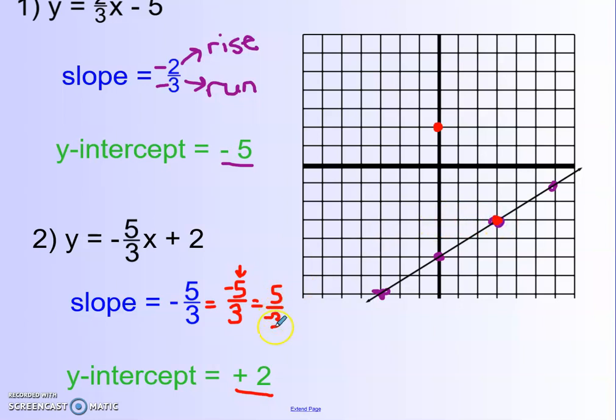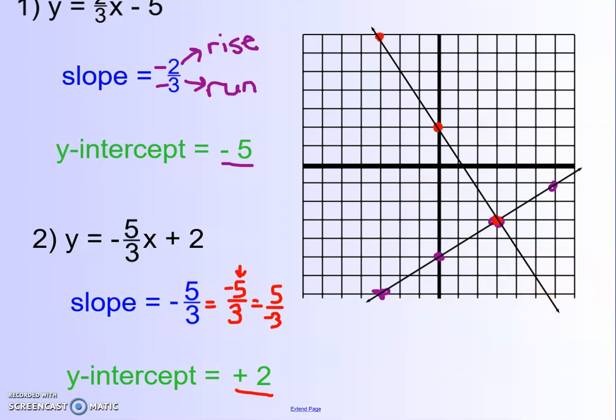If I put the negative in the bottom, from this point my rise would be up 5: 1, 2, 3, 4, 5, and to the left 3, and we would end up here. So once you have enough points that you fill up your whole grid, go ahead and take your ruler and draw a nice straight line connecting those points, and there you have it.